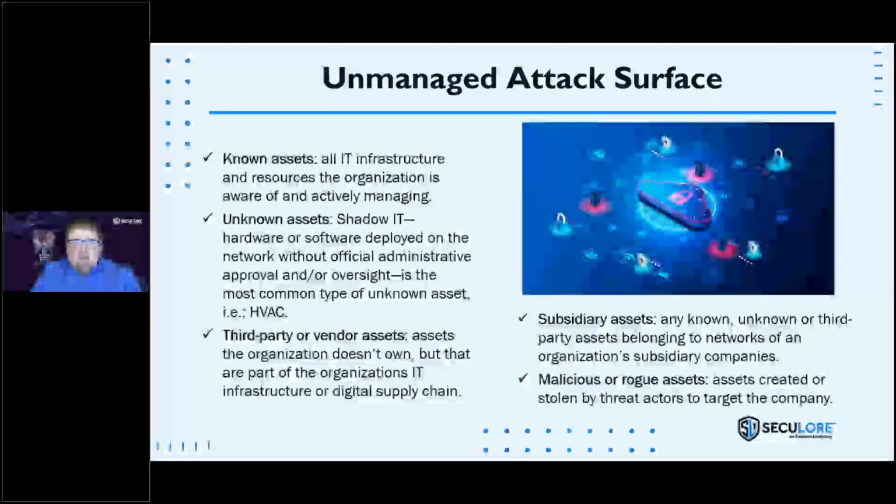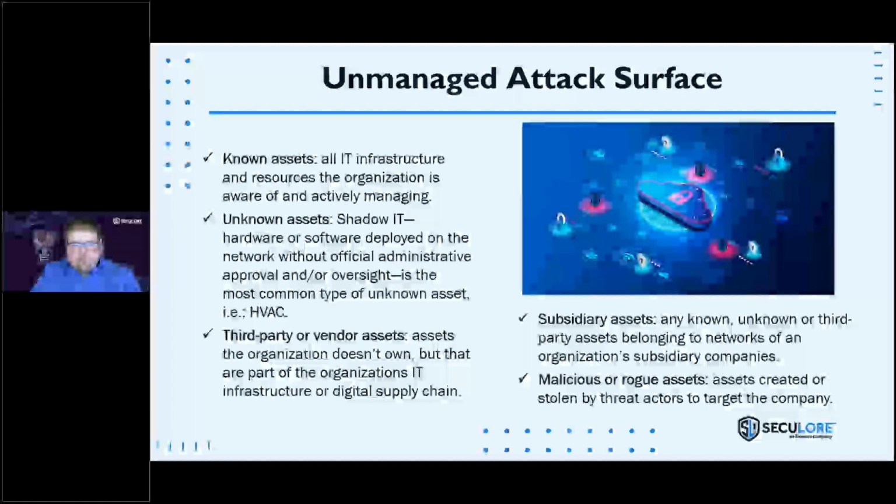And what can happen if you don't manage your attack surface? Obviously, you want to know more about all your assets that are out there. There's shadow IT that can be deployed without approval on unknown assets. Obviously, we talked about third parties that are out there, so those can affect your infrastructure or digital supply chain. And you want to know about the assets they have as well.